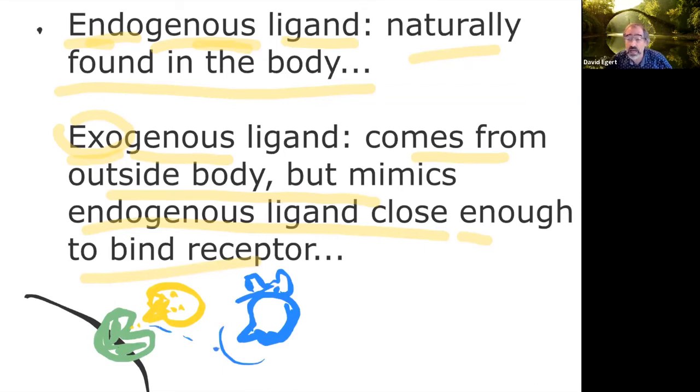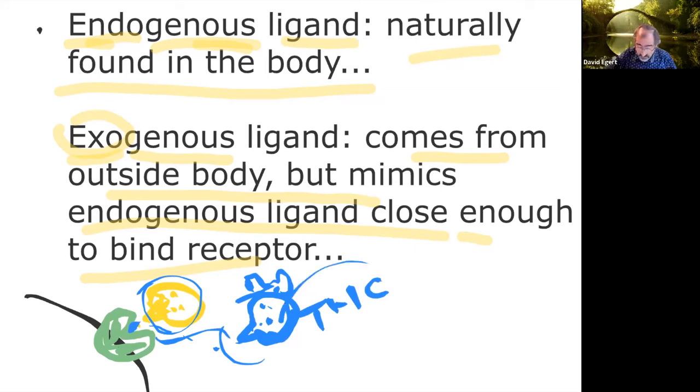This is how a lot of drugs work, right? This is why you get high. If you're smoking pot, there are endogenous ligands, neurotransmitters, the endogenous cannabinoids like anandamide that bind the cannabinoid receptors. THC, on the other hand, has a close enough look that it gets in there and also binds and has an effect at the receptor.